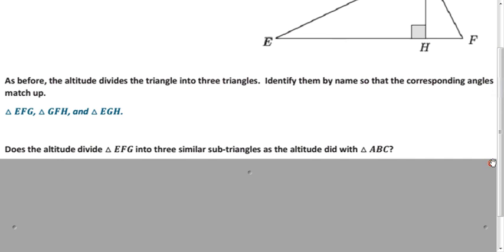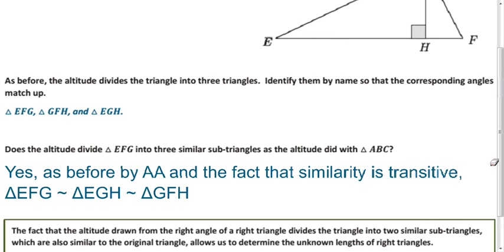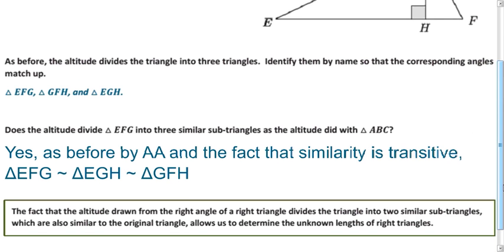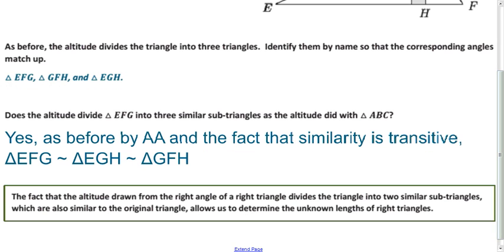And do we get similar triangles? Yes, for the same reasons as before. We can use angle, angle, and transitivity to say that those triangles are all similar to each other. So now that we know they're similar, we can use that to figure out what missing measurements are.